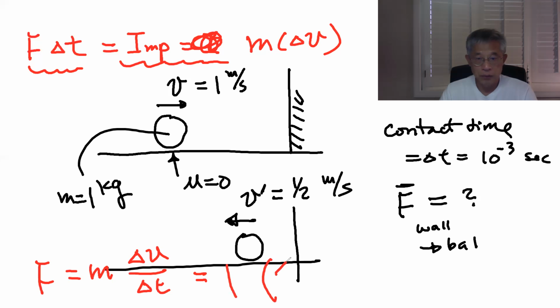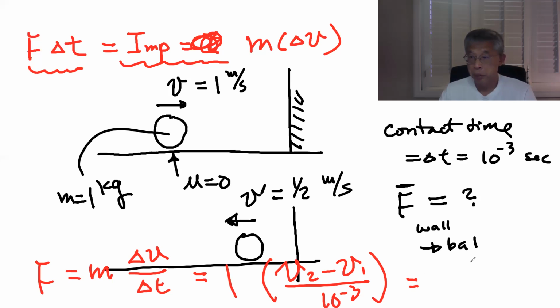So then that's equal to m, which is 1, and delta v is v2 minus v1, and delta t we know is 10 to the negative 3. So what's v2? v2 is v prime. When you plug in the value, it's going to the left, so you got to plug in minus 1/2, because it's going to the left. Be careful, it's going to the left. So got a minus sign right there.